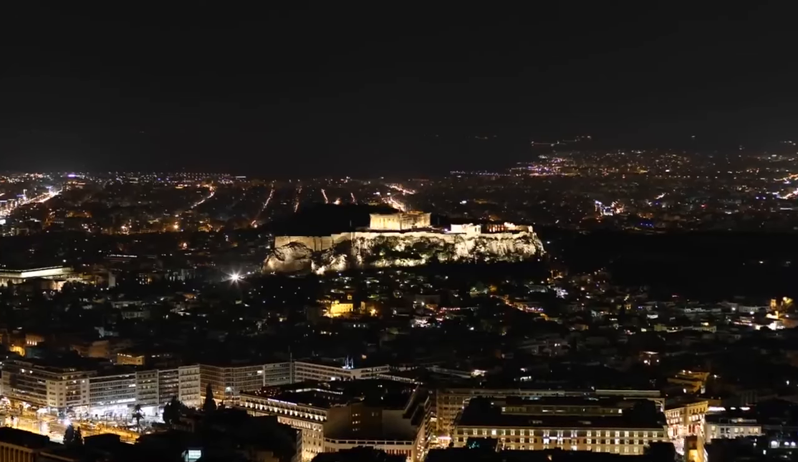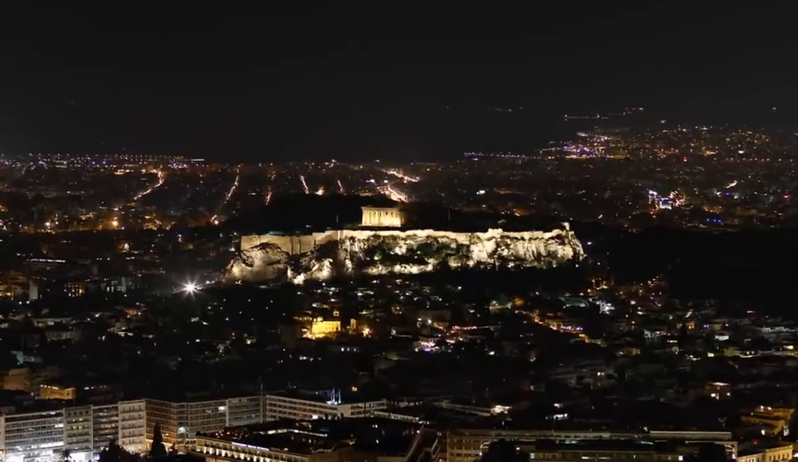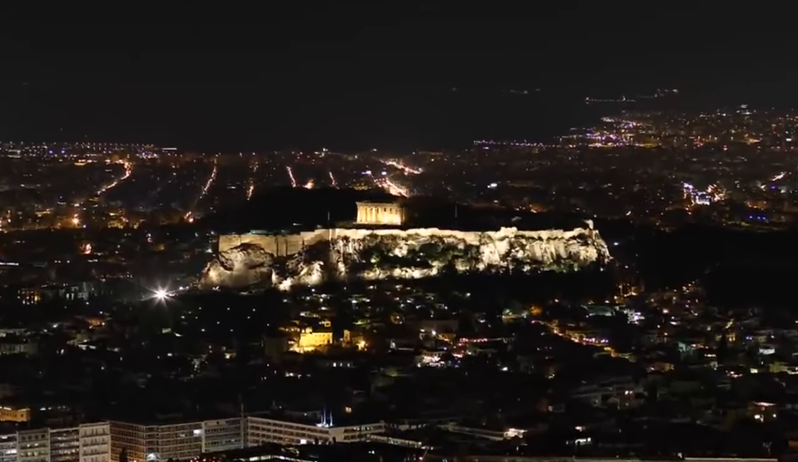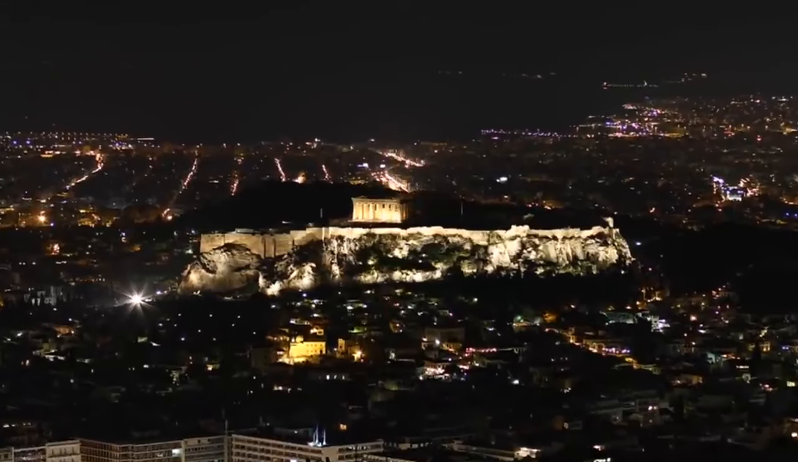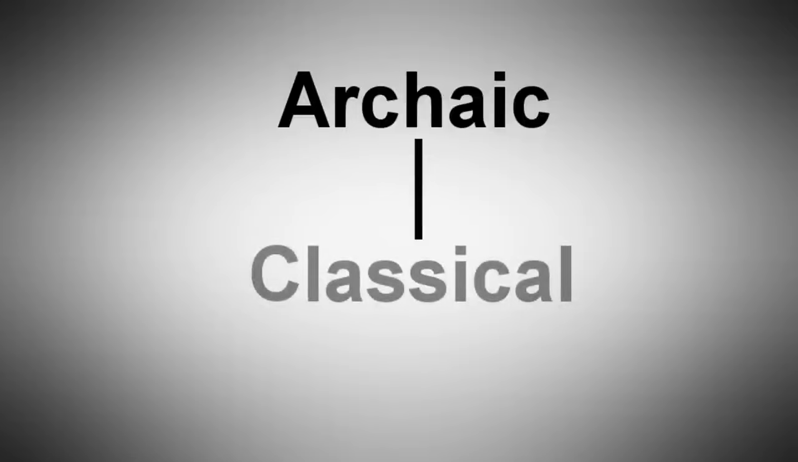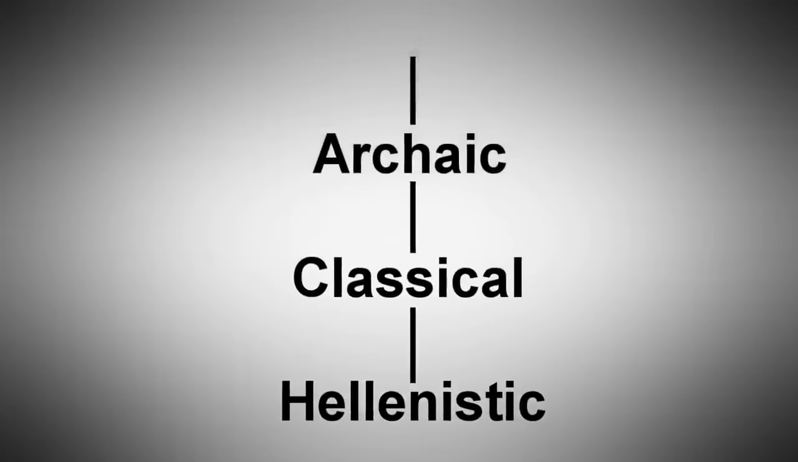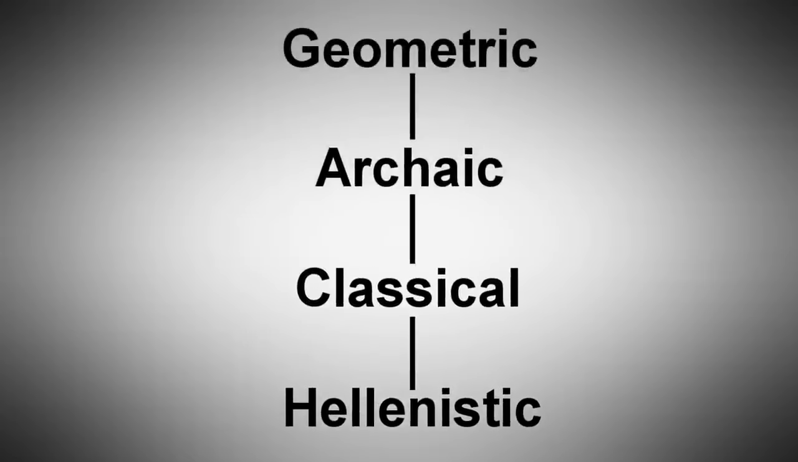No discussion of art history would be complete without mention of the art of ancient Greece. Classical Greek art and architecture has left its mark throughout the ages and across the world. Greek art is usually categorized under three headings: the Archaic period, the Classical period, and the Hellenistic period. Some experts also add another heading, the Geometric period, which preceded Archaic style.